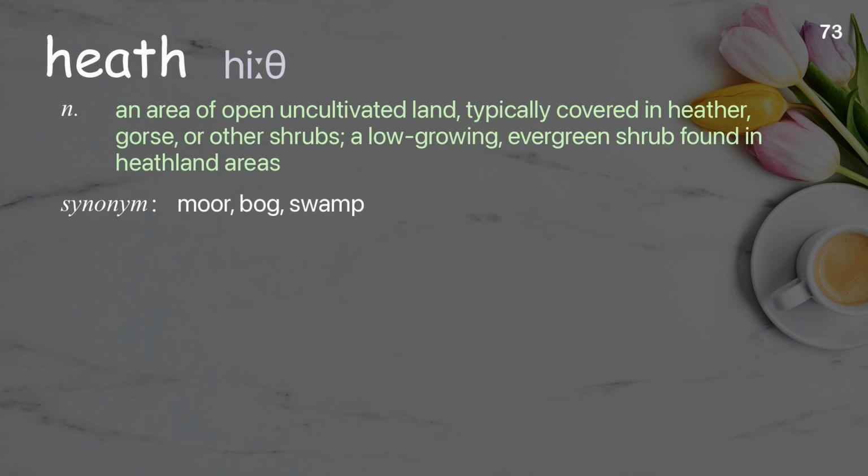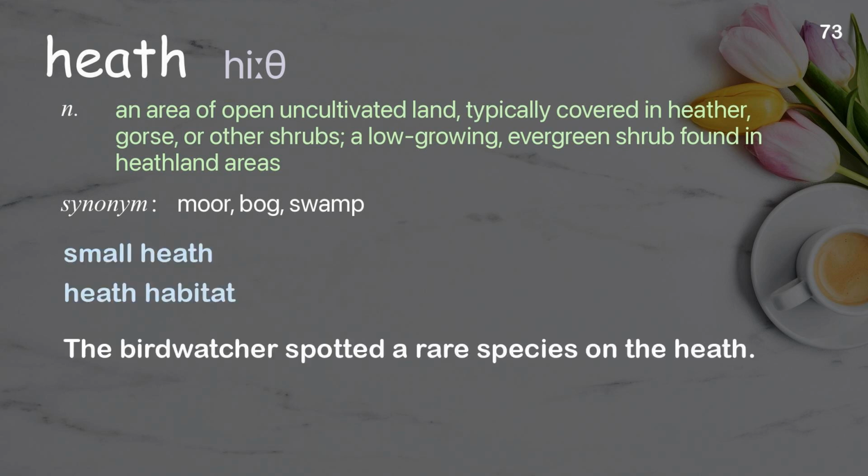Heath. An area of open uncultivated land, typically covered in heather, gorse, or other shrubs, a low-growing, evergreen shrub found in heathland areas. Examples. Small heath. Heath habitat. The birdwatcher spotted a rare species on the heath.